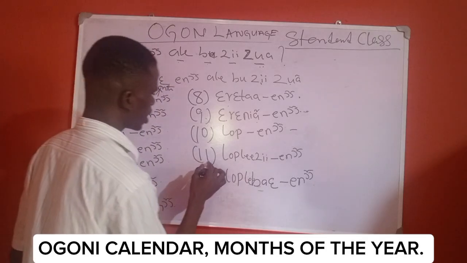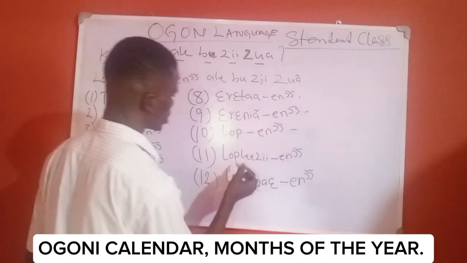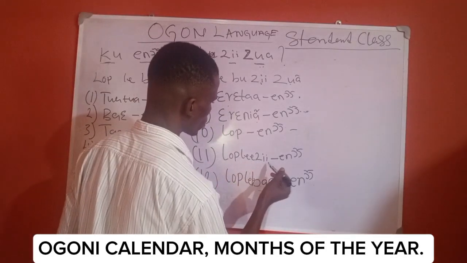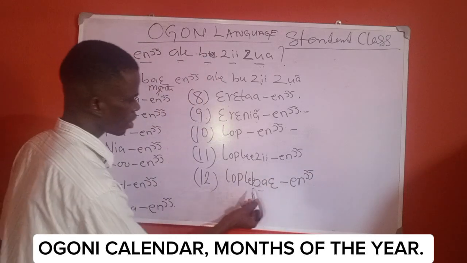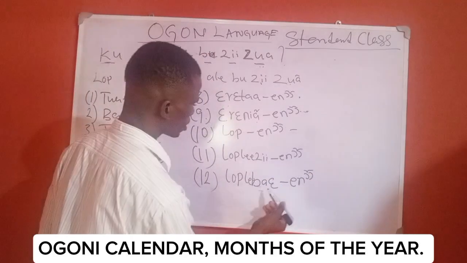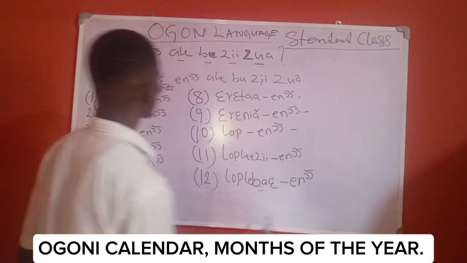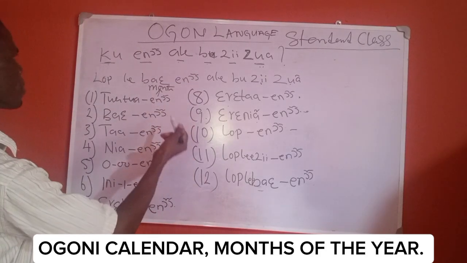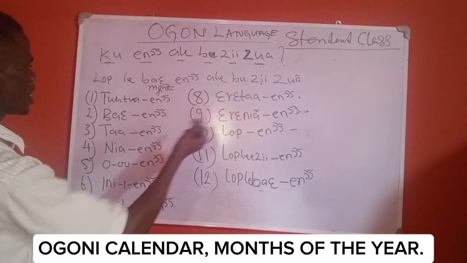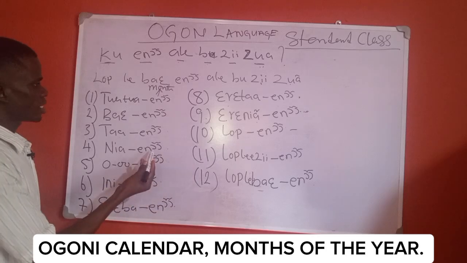And we have Loblezin, which is the 11th month of the year. And we have Lobleba, which is the 12th month of the year. So this is the complete months of the year according to the Ogoni calendar.